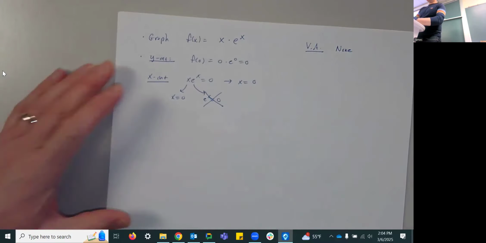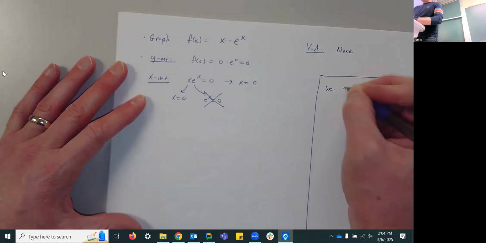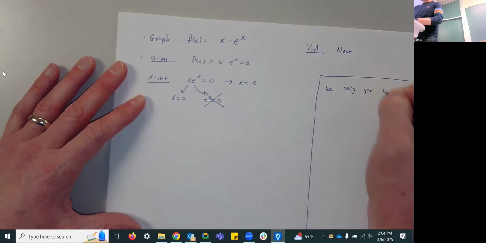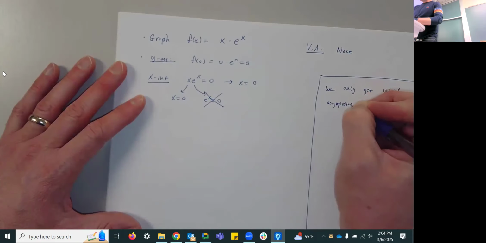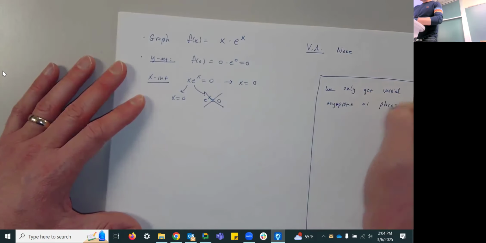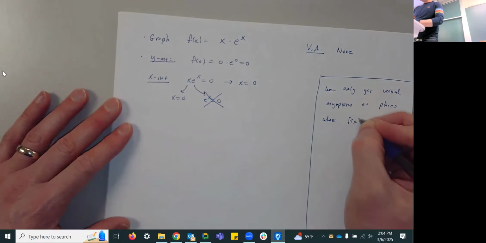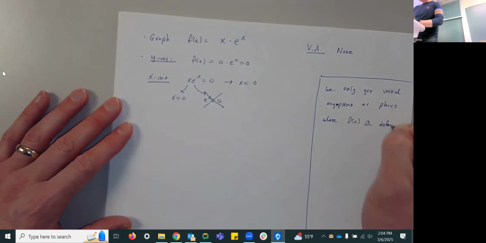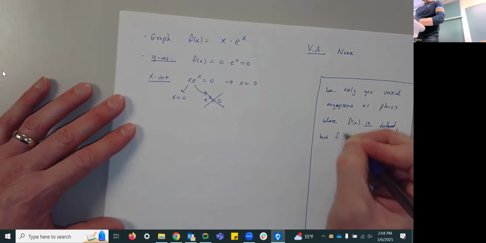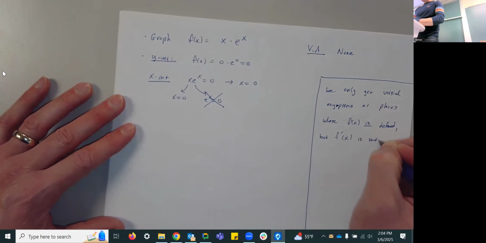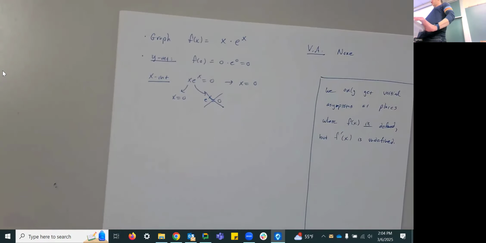In fact, let me write this down. So I would say kind of generally, we only get vertical tangent lines at places where the function itself is defined. You can't get a tangent line at a place where the function doesn't have a point, but the derivative is undefined, right? Because to have a vertical tangent line, the slope of the tangent line has to be undefined, which means the derivative is undefined.